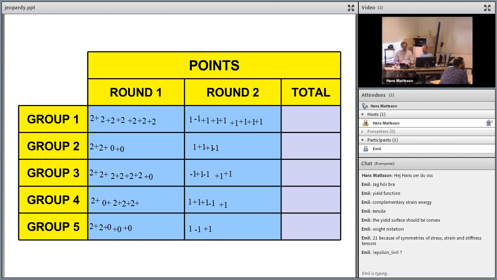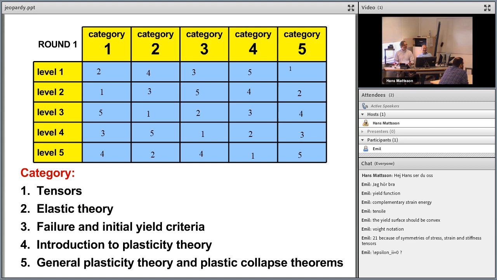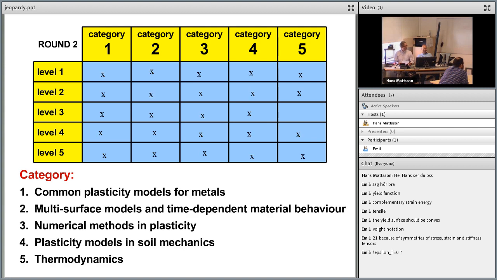Yes, the entropy of the universe is always increasing, but it's hard to know what entropy is, but we know that it increases. Okay, 1 point for group 1. One left, so it's nothing to choose.